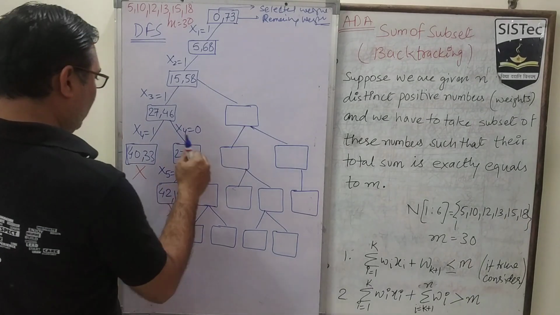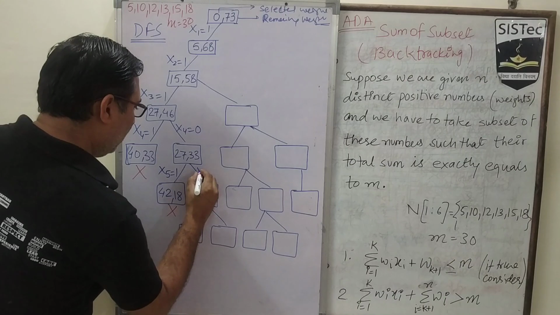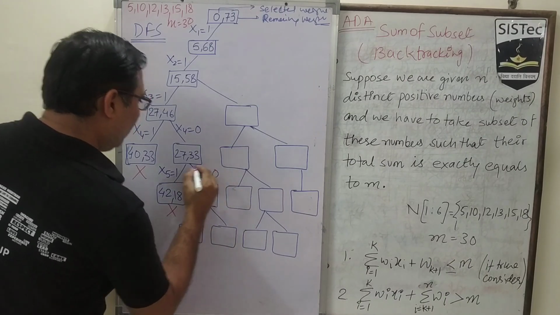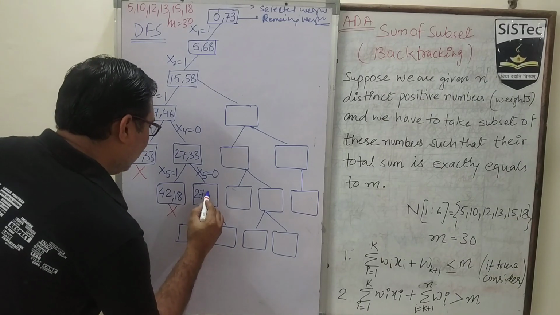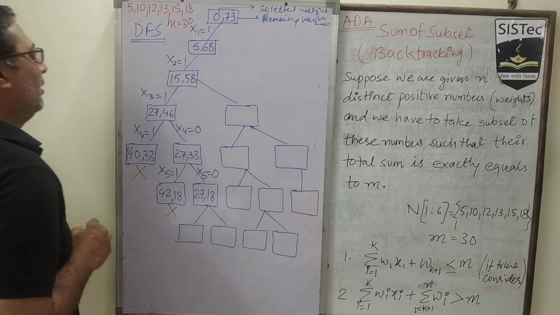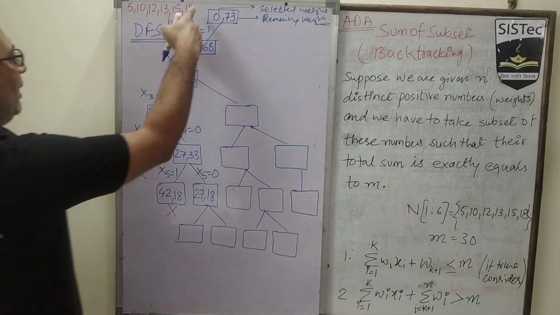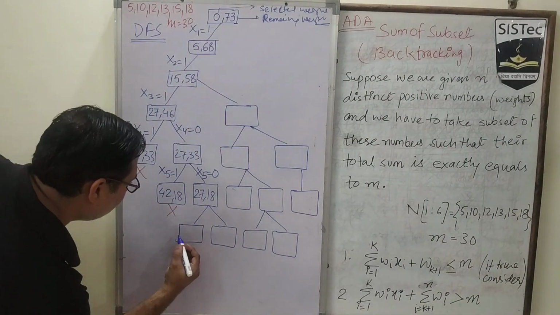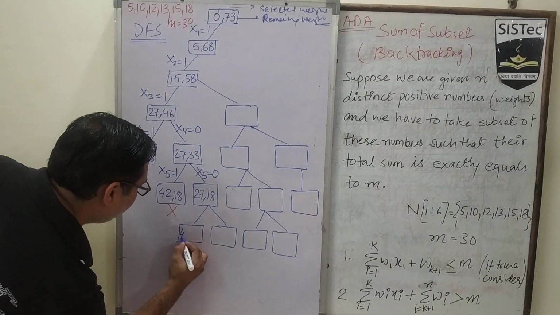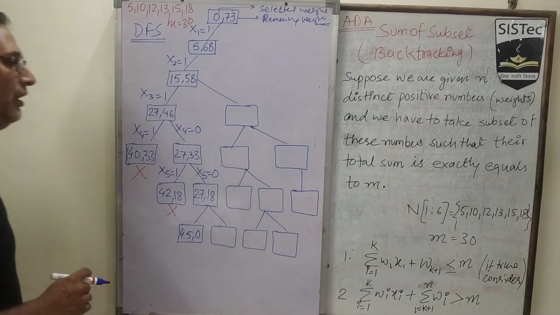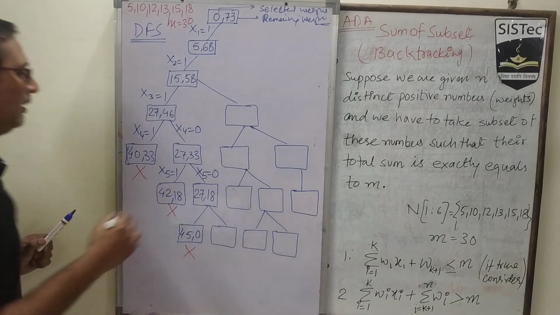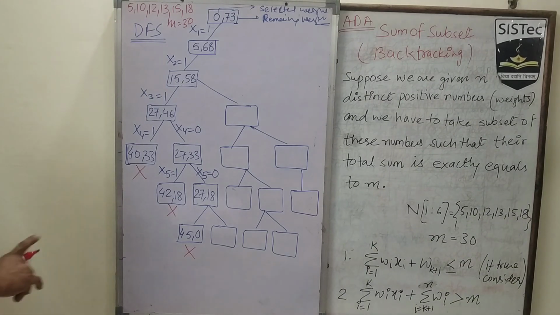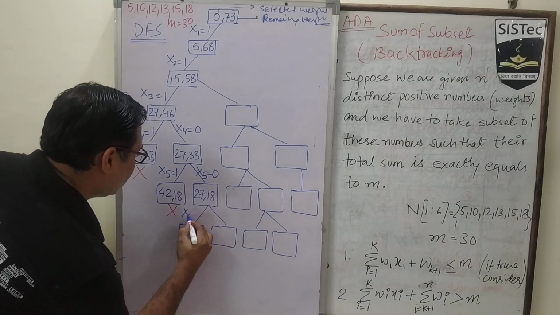And now we will go back to this and we will not select x5. We will leave x5. In that case we will be left with 27 and 18. Now we will go with the sixth one, that is 18. So this will be 45 and the remaining weight will be 0. Again it exceeds 30. This cannot be our solution. We will discard it. This was x6 is equal to 1.